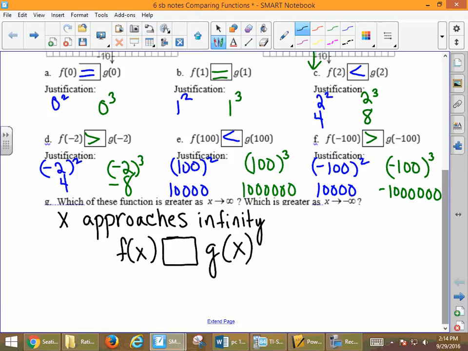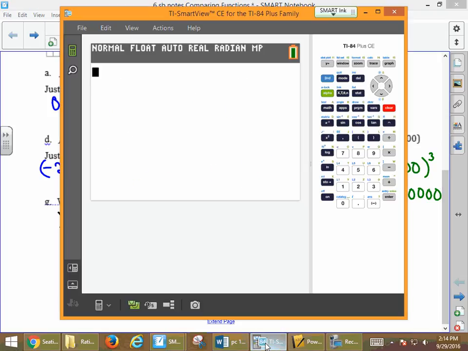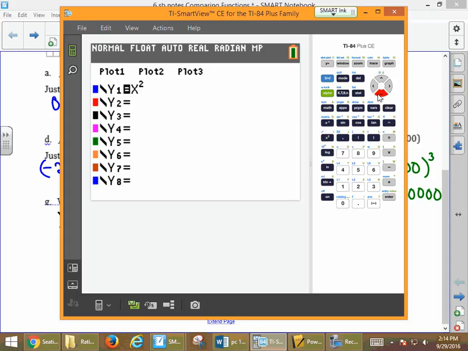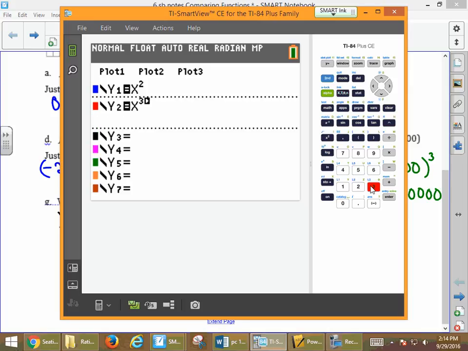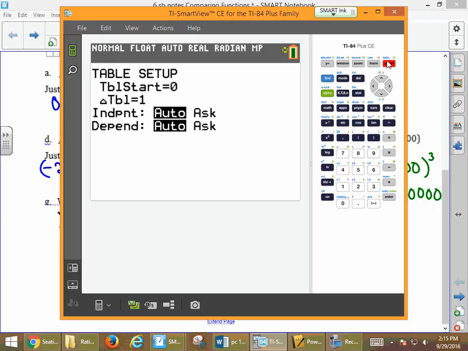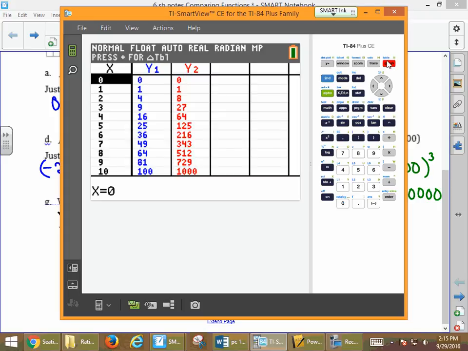If we compare this, when we go over here to type it in, go to y equals, and we type in x squared, and y equals x cubed. And what we're going to look at is the table here, and you're going to see some familiar information. I'm going to start back at 0 here, because the first one we did, we put in 0 for both the functions, and we ended up with 0. We put 1 into the functions, we get 1 out. We put 2 in the functions, we got a 4 and an 8.